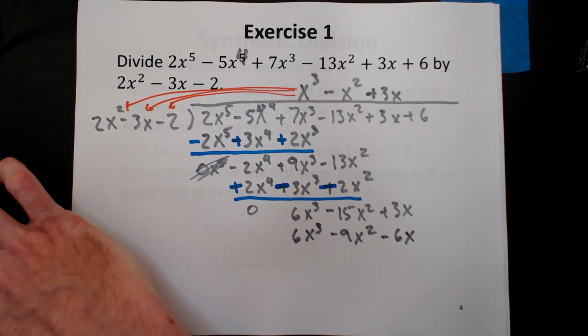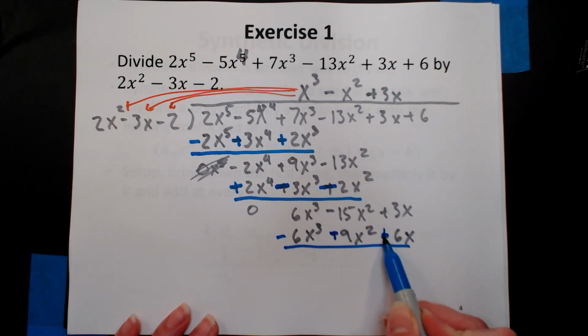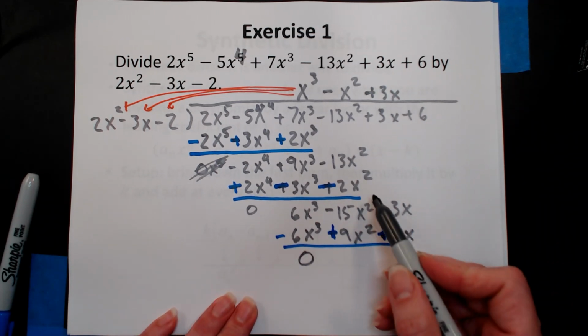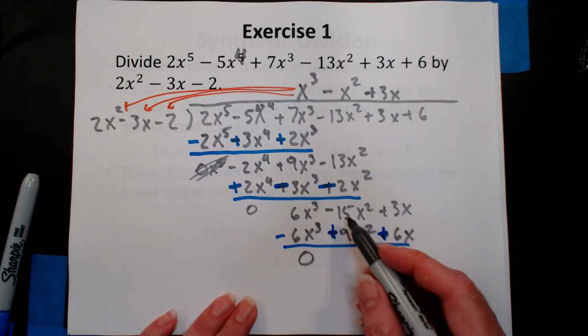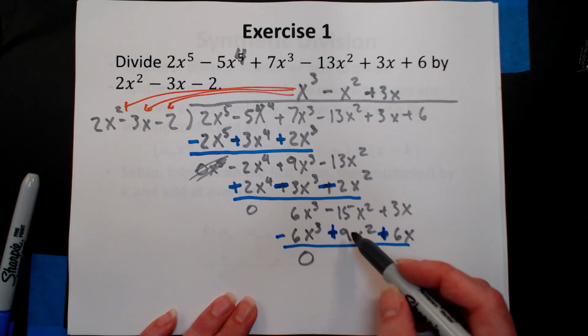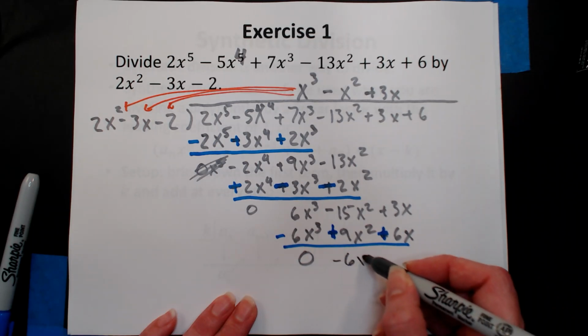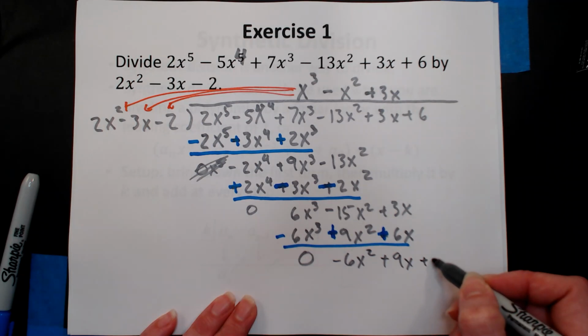And so once again, when you draw your line, that's when you change all your signs. And so that's going to give us 0. And then we're going to have, what are we doing here? 9 plus 15. So that's going to give us a negative 6x squared. This is going to be plus 9x. And then I bring down that 6.